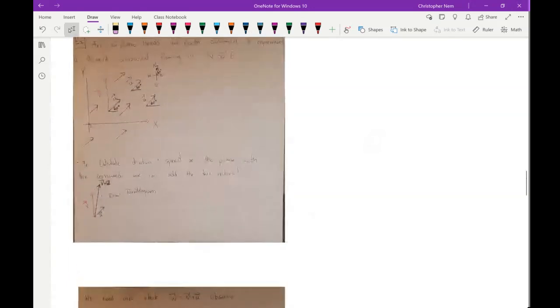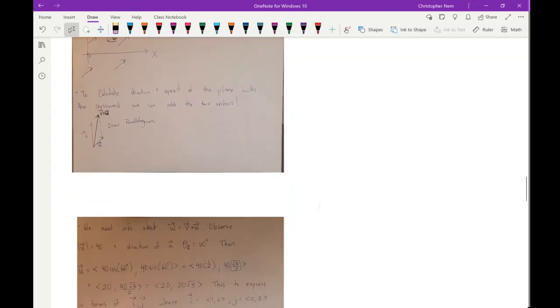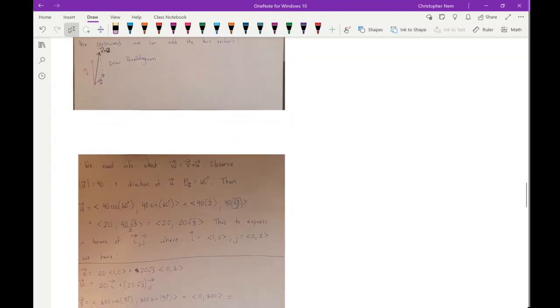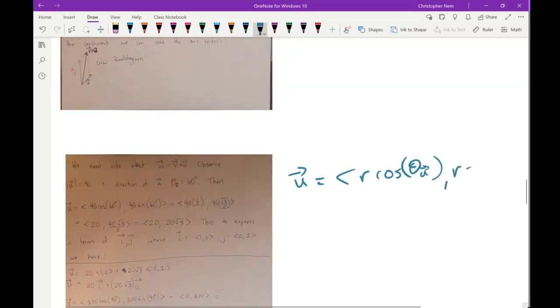All right. Then I need to know what the vectors v and u are. If I want to add them, I need to know their components. I'm given the direction and magnitudes, but not their components. So how do I do so? Well, first I list the magnitudes. The vector u for the wind is 40. The direction of the wind is 60 degrees. Then I can express it using polar form, if you remember: r cosine theta, where theta is the direction of u, and r sine theta.